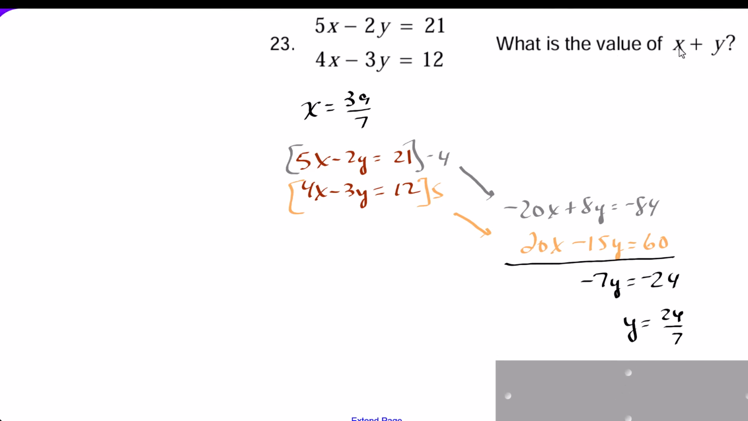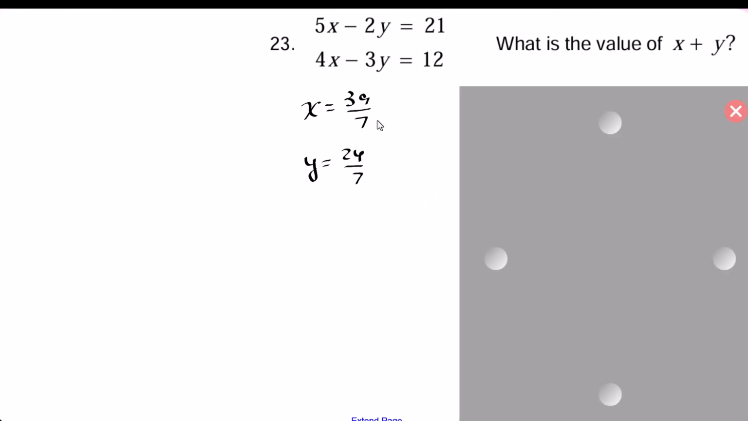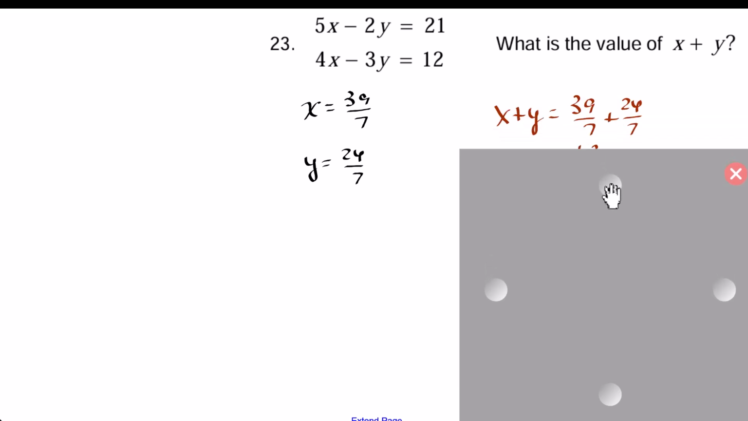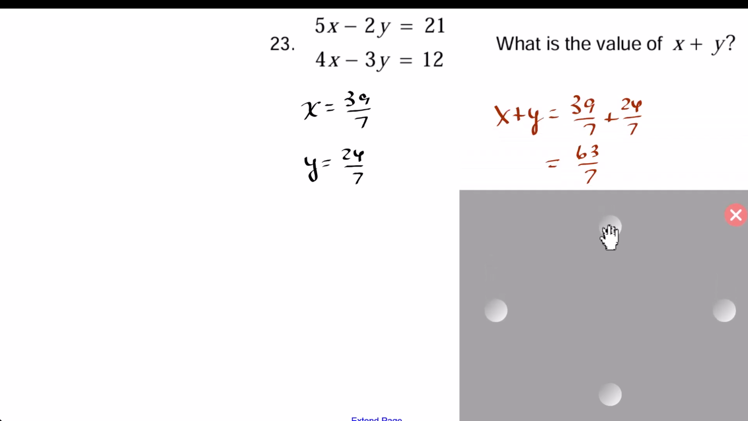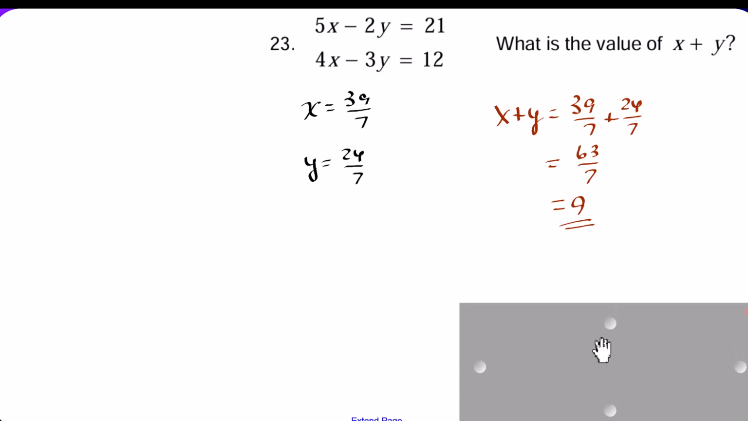Now the question says to find the sum of those two, so I have to add these two x and y values. Fortunately, they have a common denominator, and we get 63/7, which is 9. This is not my favorite way to do it. I have a couple of other ways that I think you'll like better.